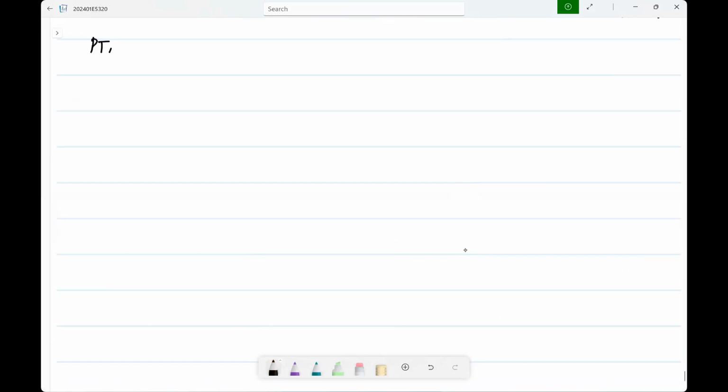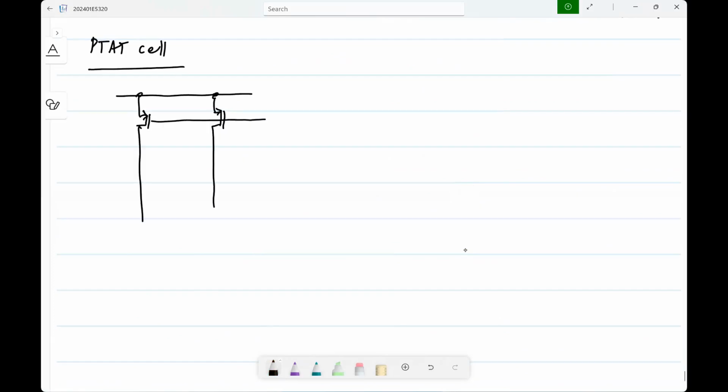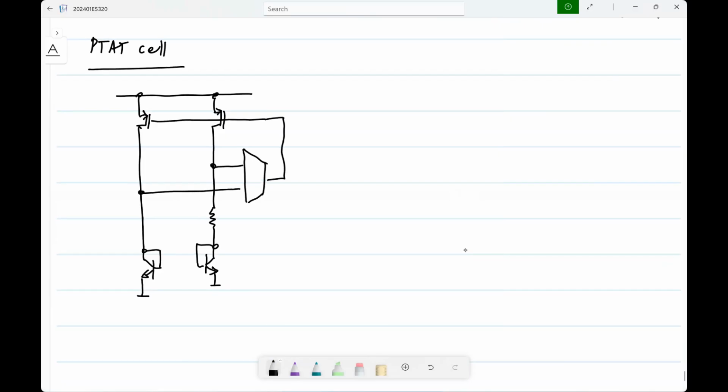So our PTAT cell, the one we have so far, I will continue to show NPN transistors, but exactly the same thing will work with PNP, right? I will show this symbol to sort of indicate that it is a single stage op-amp. Okay.